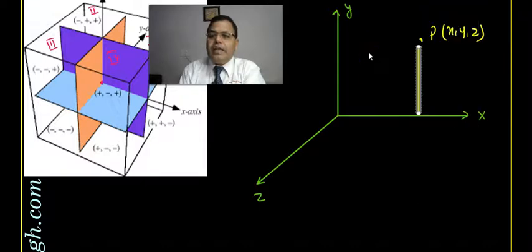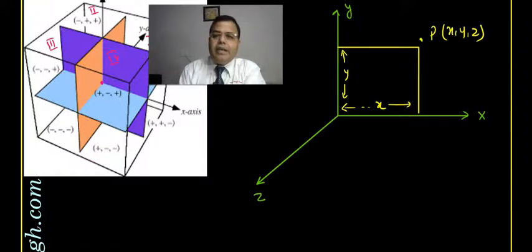So these are the x coordinate and y coordinate. The x coordinate and y coordinate give this point. The x coordinate is the distance along the x axis, and the y coordinate is the distance along the y axis.